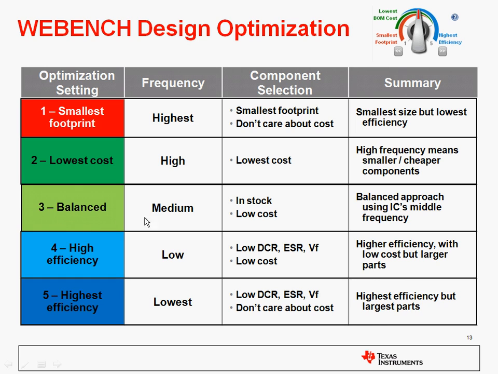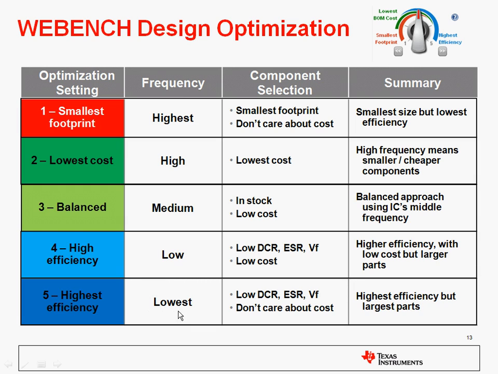Knob setting 3 is a balanced approach, where we use a middle-of-the-road frequency. In this case, we look for parts that are in stock and are relatively low cost. As we go to knob setting 4, we lower the frequency even more. So now we're targeting higher efficiency, and we're looking for parts with low DCR, ESR, and forward voltage drops. And at knob setting 4, we're also still looking for low cost. So this results in higher efficiency, but still maintaining a reasonable low cost target.